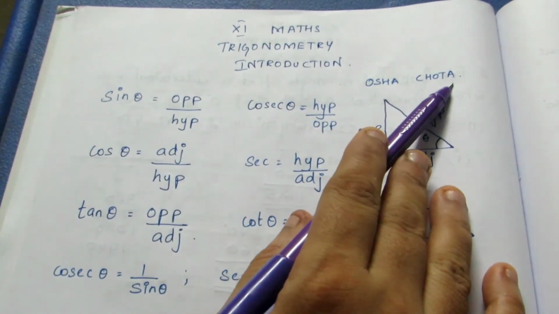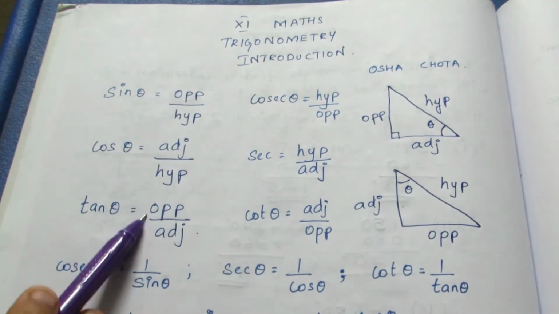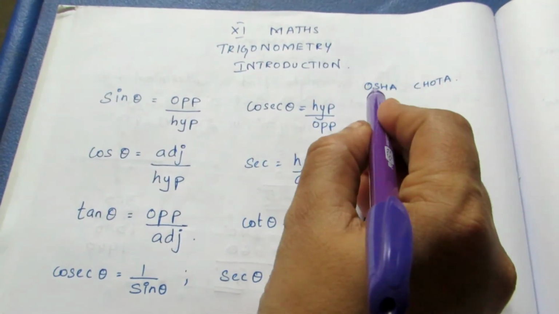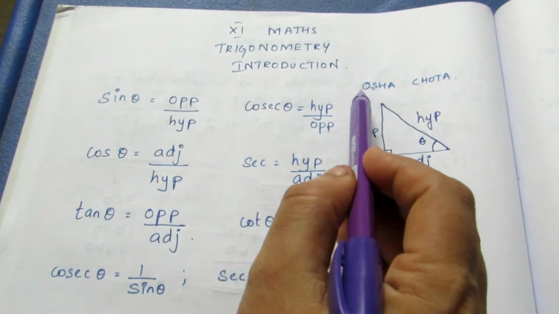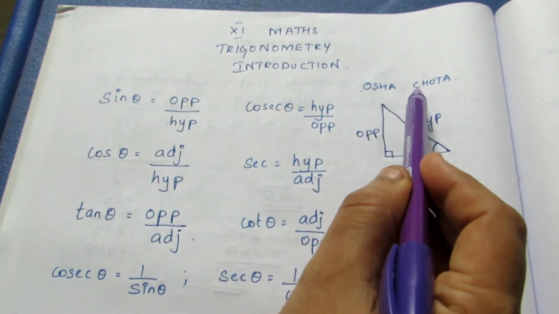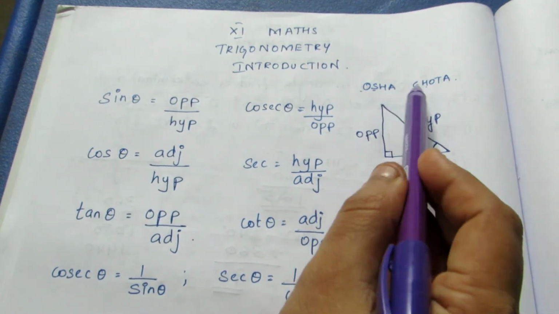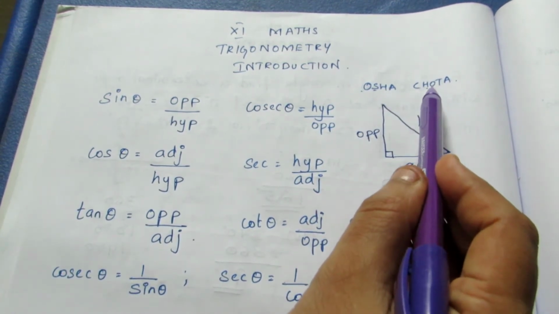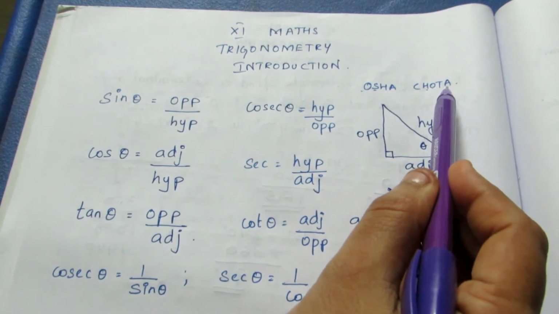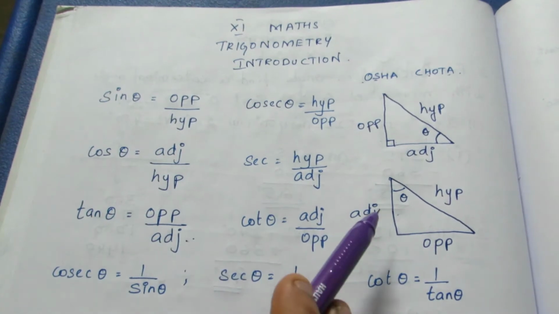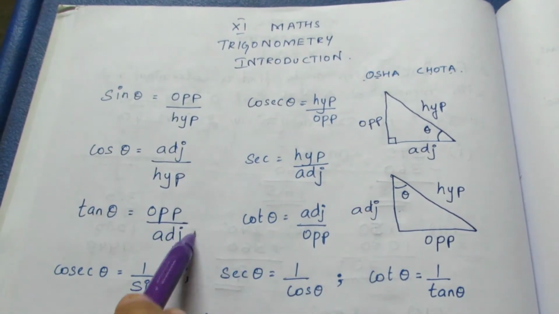By writing "Osha Chota", we can find sine, cos, tan. Taking the first three, we know that sine is opposite by hypotenuse. If cos, the one before and the one after will be your numerator and denominator, that is adjacent by hypotenuse. For tan, it is opposite by adjacent. So we can write all the three trigonometric ratios: sine, cos and tan.